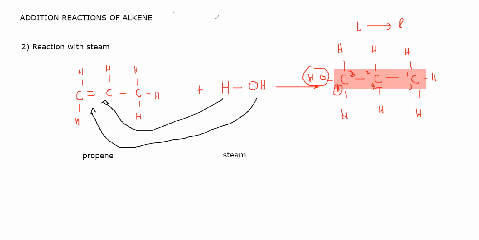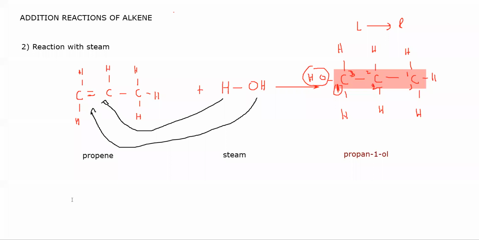Now, what is the name of this compound? Because there are 3 carbon atoms, we call that prop. There is a single bond between the carbon atoms, so it will become an. And OH is attached to the first carbon, so it will become ol. So it becomes propan-ol. Or you can also say propan-1-ol. Why 1-ol? Because 1 is the position of OH. So propene plus steam gives propan-1-ol or propanol.